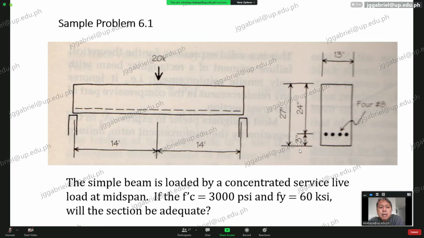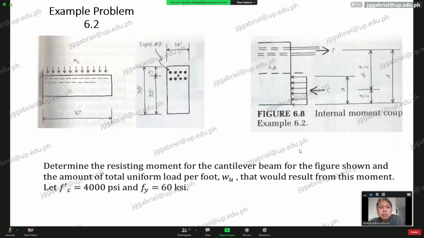Now, sample problem 6.1 can be found in your book. And then you also have sample problem 6.2. Now, let's discuss those two examples. We're about to reach 12 o'clock. So far, do you have any question? Okay, we'll just discuss those two examples, and then we're done for today.